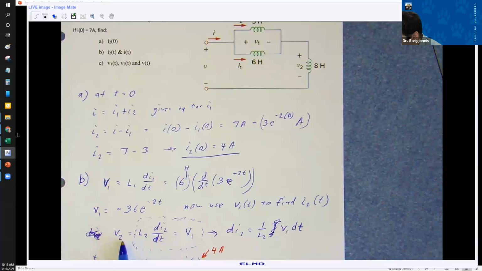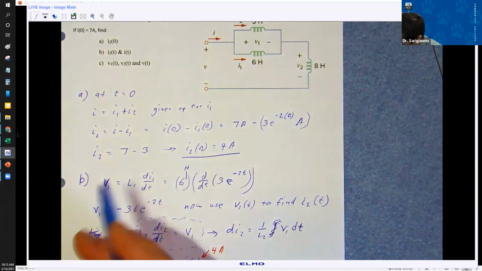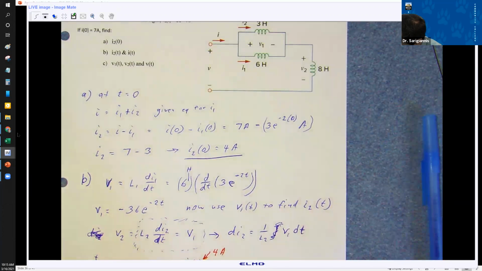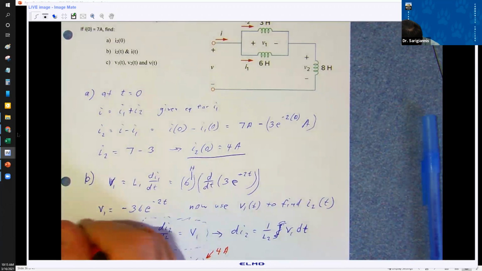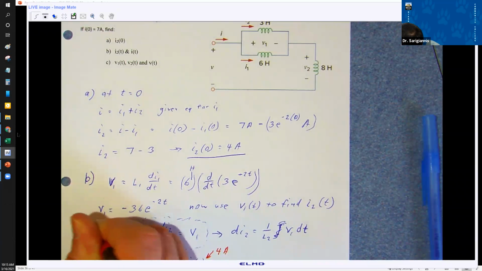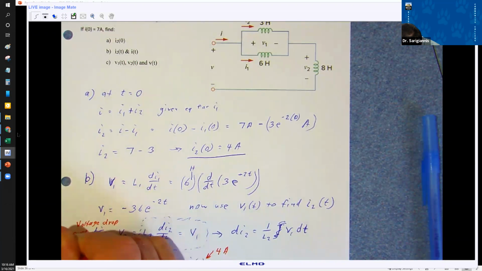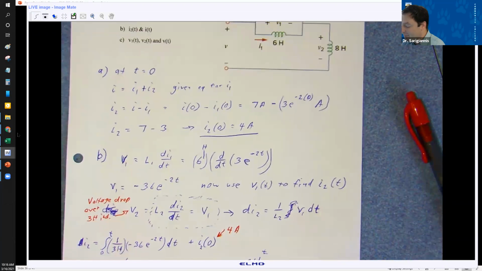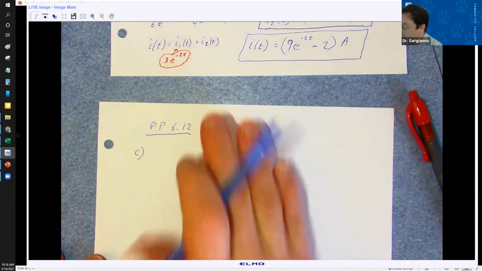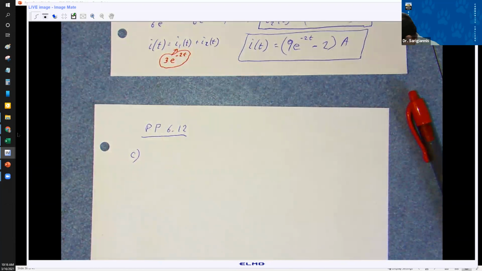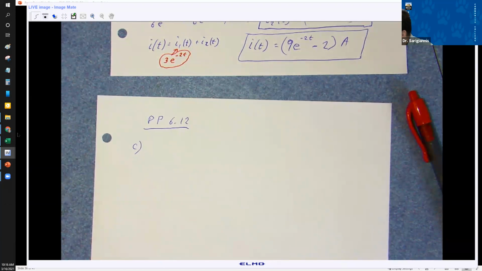So the voltage through, let me just write this down, the 3 Henry inductor. All right, just to differentiate, it's obviously the same as V1. All right.